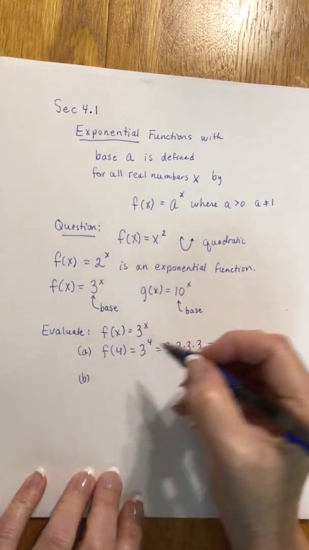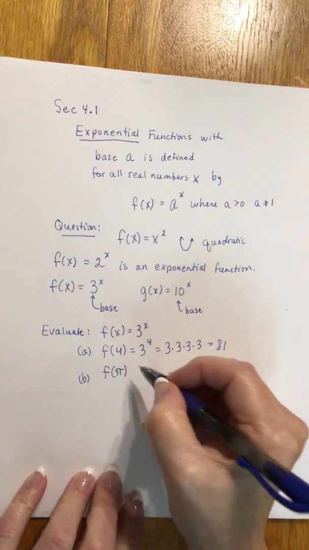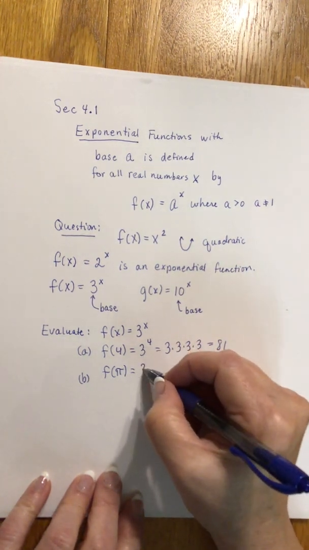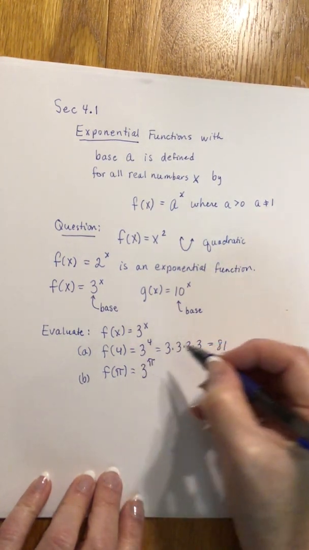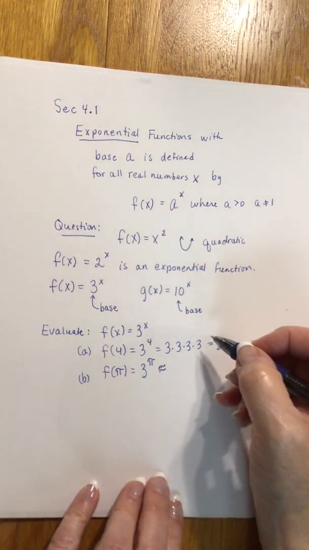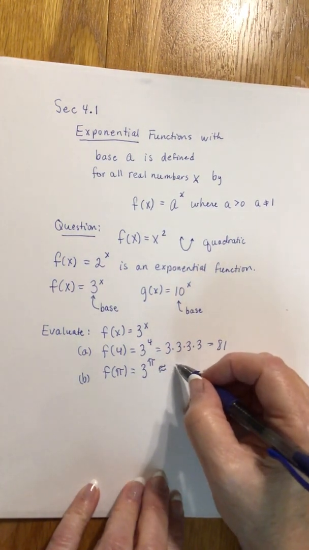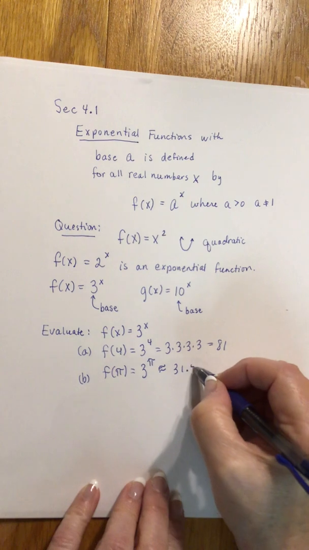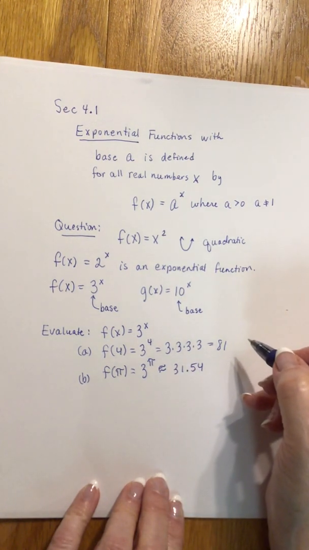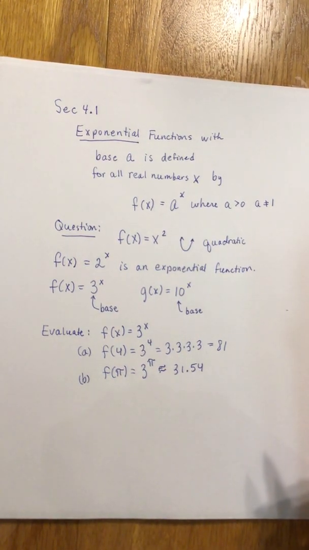So the next thing you're going to look at is, what if I have f of pi? Pi is a number like 4 is a number. So we plug it in again to the x and get 3 to the pi. So we're going to find approximately on our calculators, let's go 2 decimal places. If I plug 3 to the pi into my calculator, I'm going to get 31.54. So you get the idea? Give everybody a chance to catch up to that point first.